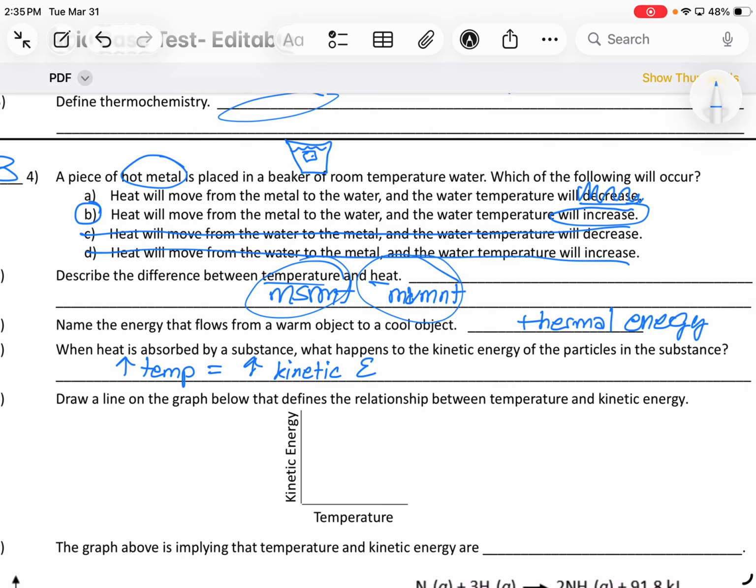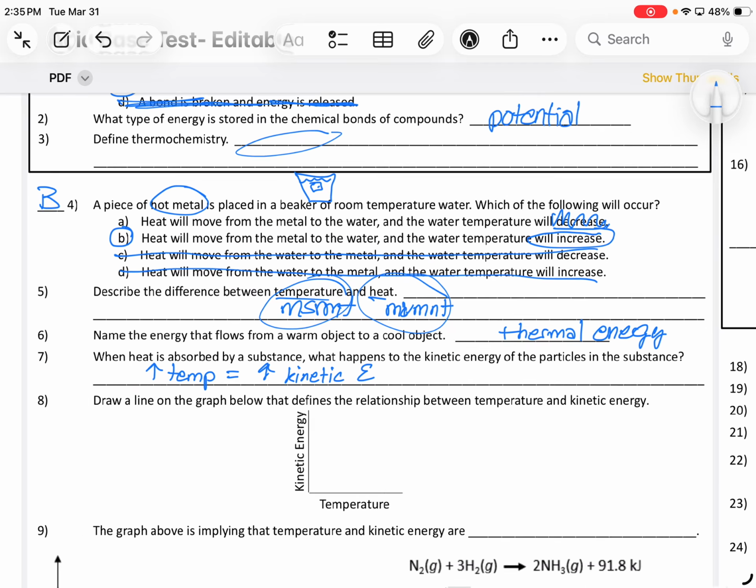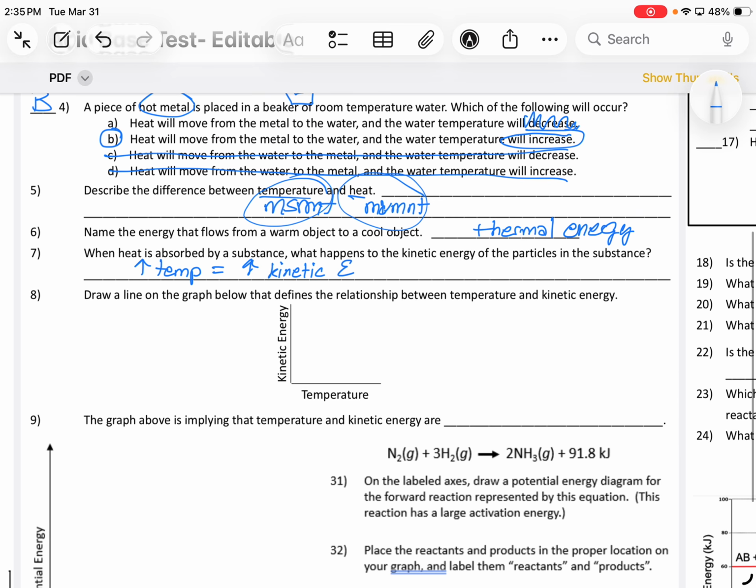When heat is absorbed by a substance, what happens to the kinetic energy of the particles in the substance? Increase temperature, increase kinetic energy. The way that we would graph that is that as one increases, the other increases. We call that relationship directly proportional. As one decreases, the other would also decrease. That relationship is known as directly proportional. Increased temperature means increased energy.